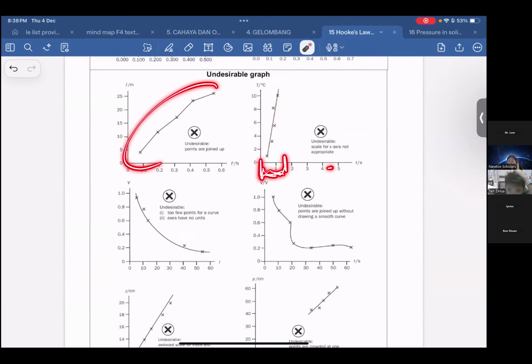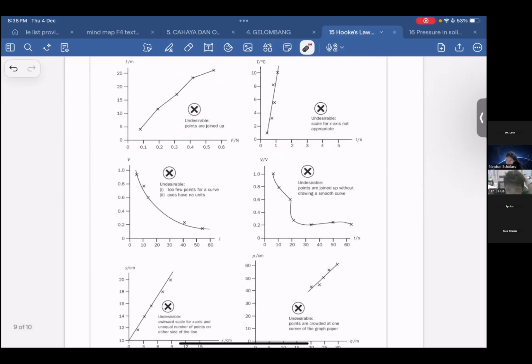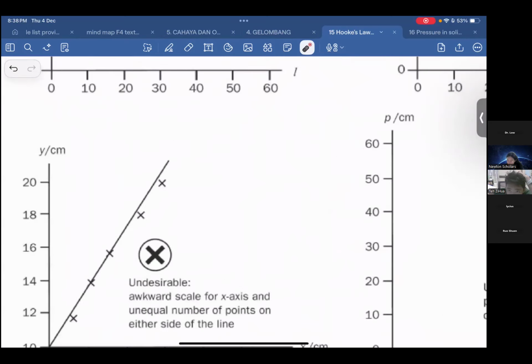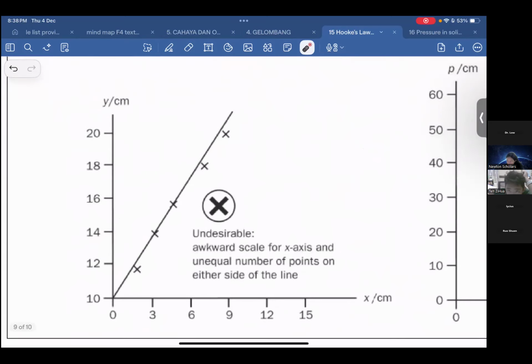Okay, then we are not touching drawing like this. I know that maybe in biology or chemistry, their graph may connect from point to point, but physics, no. Then after that, here are some examples you can go through. Okay, this one, you see, this is what I say. This one is an odd number, the scale is not good.